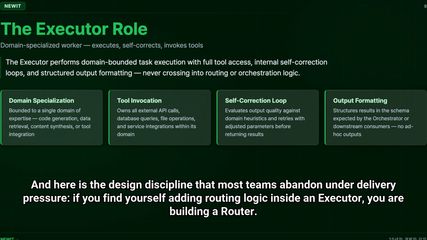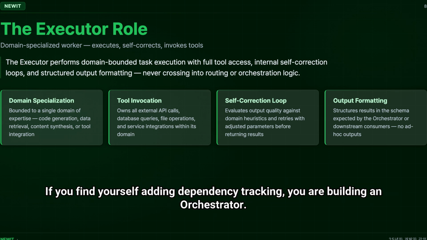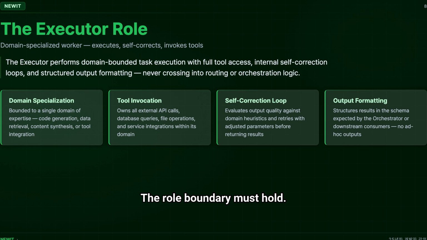And here is the design discipline that most teams abandon under delivery pressure. If you find yourself adding routing logic inside an executor, you are building a router. If you find yourself adding dependency tracking, you are building an orchestrator. The role boundary must hold.